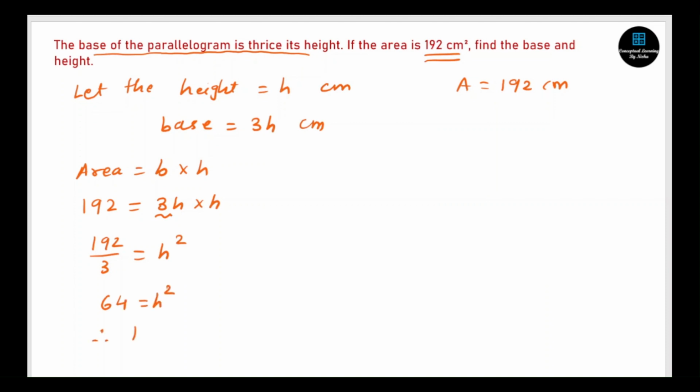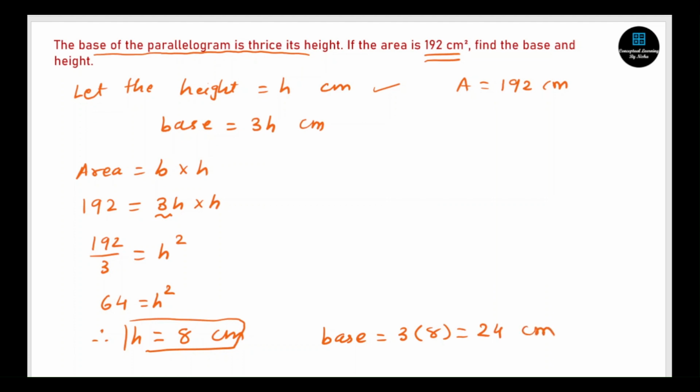So h is nothing but the square root of this. I know that 8 into 8 is 64. So h equals 8 centimeter. So height is 8 centimeter. Correct? We got the height. And the base equals 3 times 8, which is 24 centimeter. Students forget to write the base once they find the height. Okay, so make sure you are finding both base and height because in the question it is asked over here.